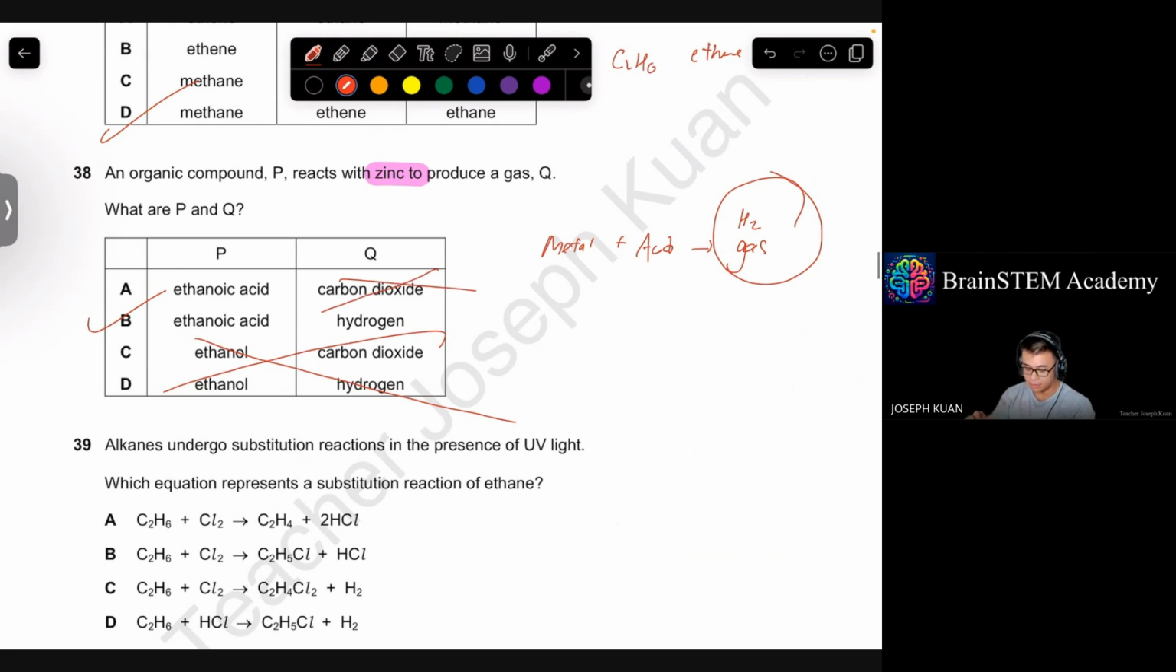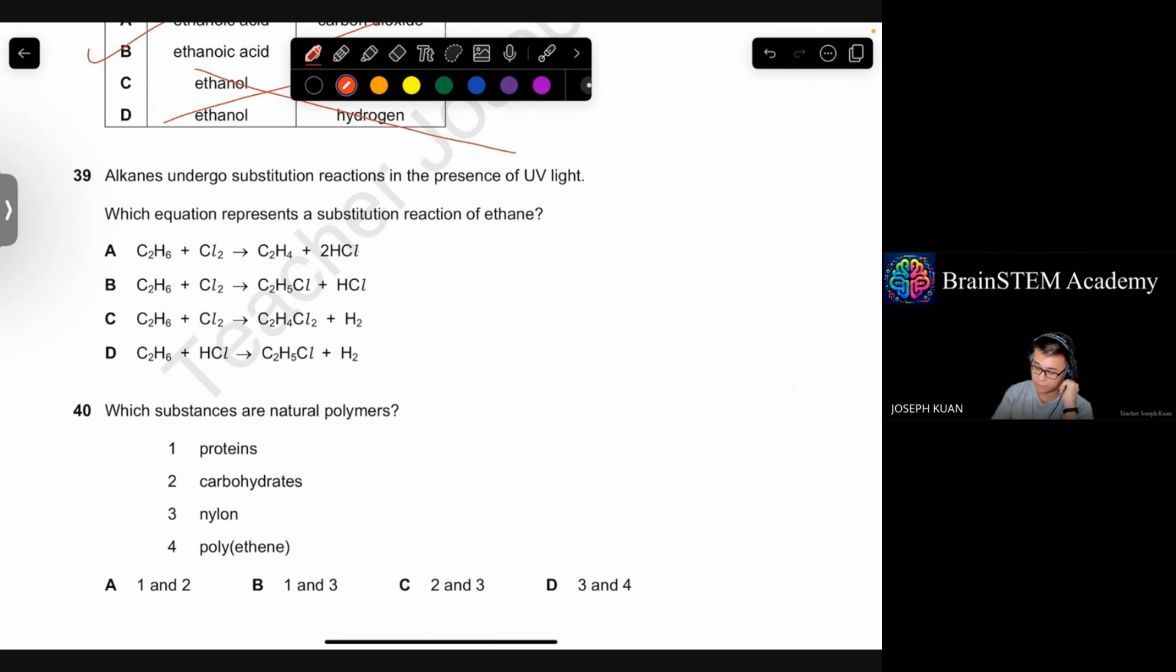So, question number 39. Alkanes undergo substitution reactions in the presence of UV light. Which equation represents the substitution reaction of ethane? Substitution reaction is carried out using halogens. For example, bromine or chlorine. We're not using hydrogen chloride. And then this reaction is actually pretty stubborn because alkanes are pretty unreactive. So we have to force it by subjecting the alkane molecules to UV light.